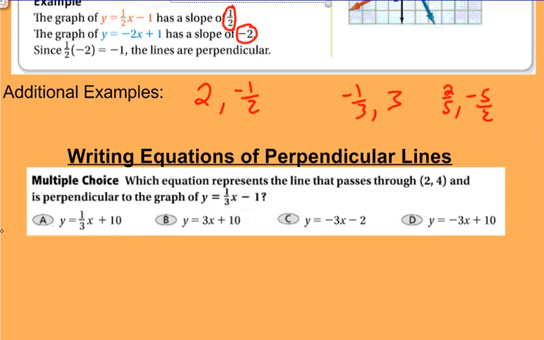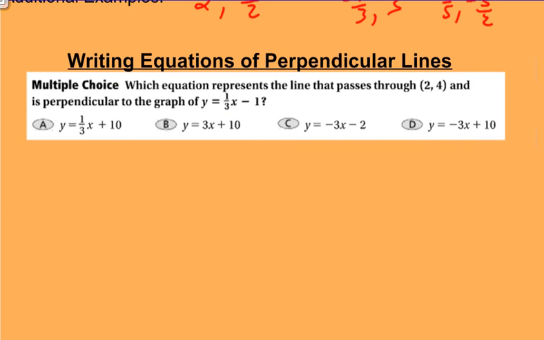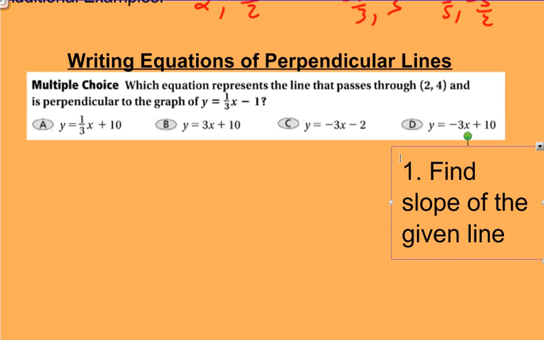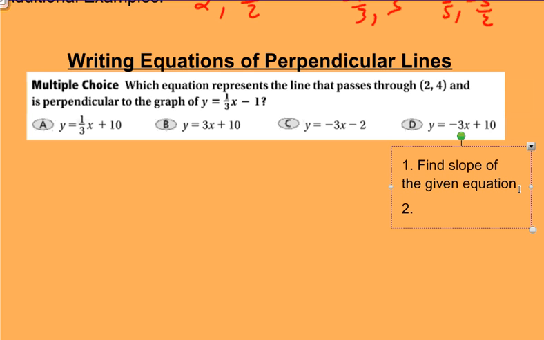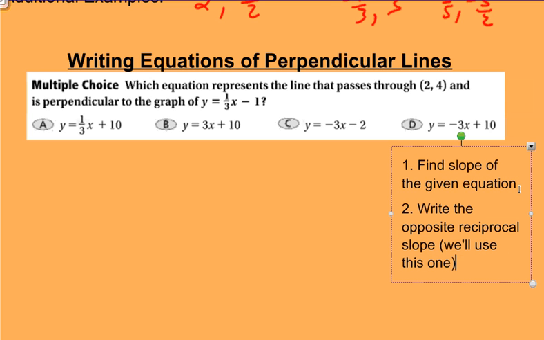So let's work with an example here. We have, which equation represents the line that passes through the point and is perpendicular to that equation? So I have 4 options, and we're going to figure out which one. So here's the steps that we're going to take. We're going to just really add one step. So we're going to find the slope of the given line, or a given equation. All right. What we're going to do with that then is write the opposite reciprocal slope. That's one we're going to use. Then we're going to use that slope and the point to write the equation.